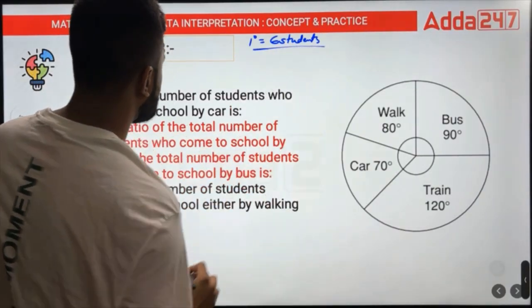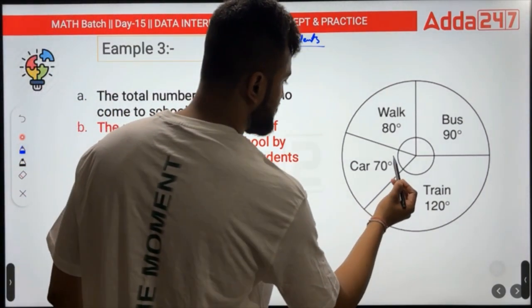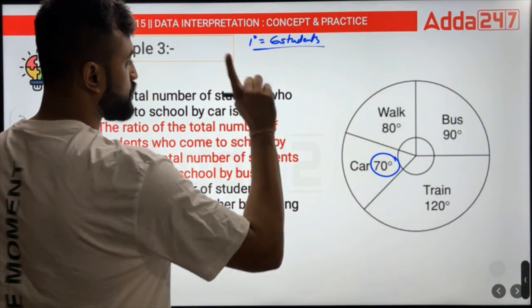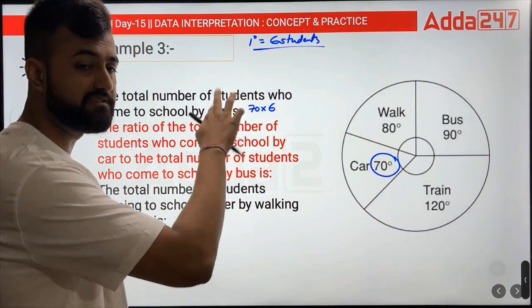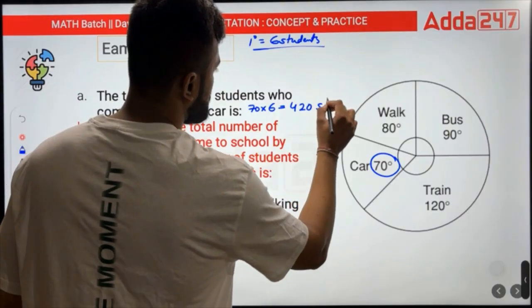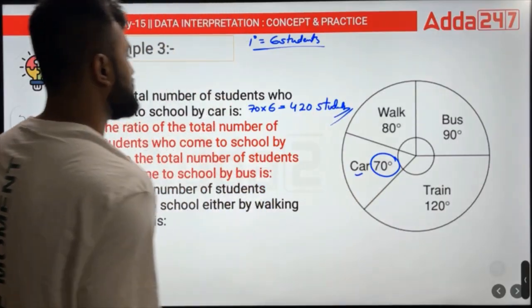So I would say very simple, sir. The students who are going to school by car, how many? You need to find the 70 degree value. So just multiply 70 into 6. Because 1 degree is 6, that means 70 degree would be 70 into 6. That means, sir, 420 students will be going by car. Very simple.